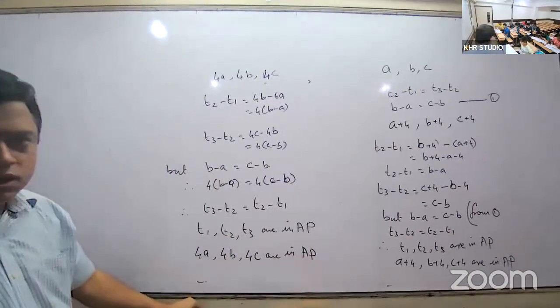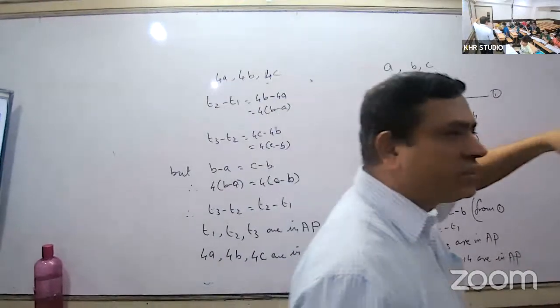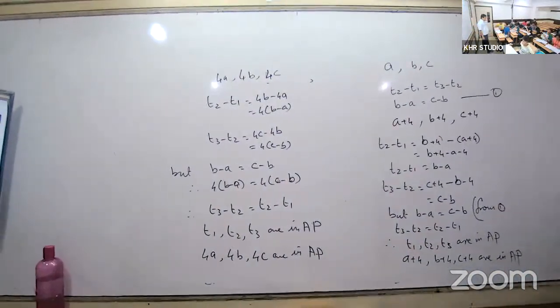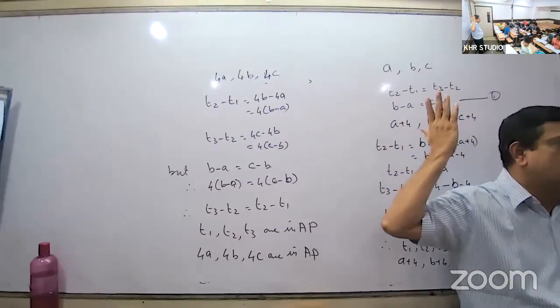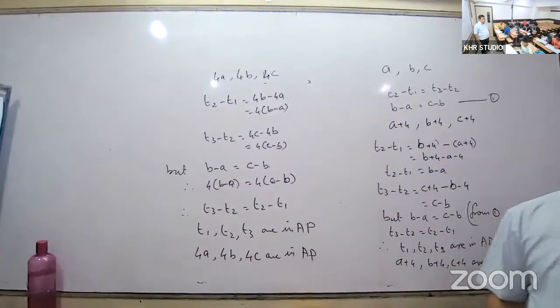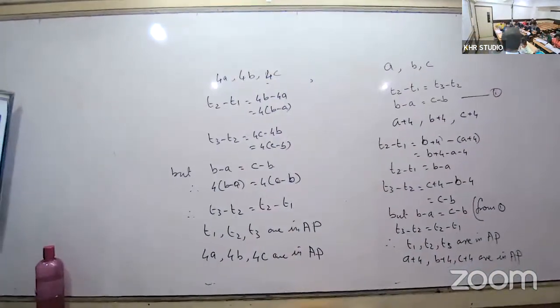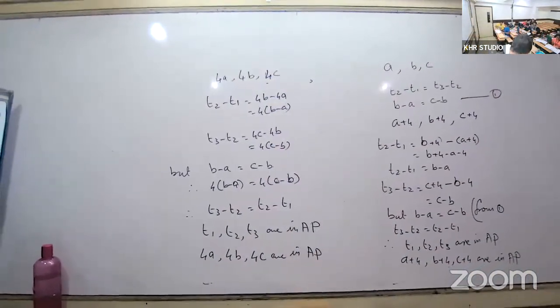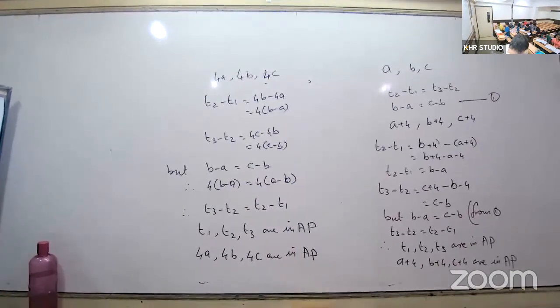Have you seen what we have done? If three numbers are in AP and you add a fixed number, the resulting numbers are also in AP. If you multiply by a fixed number, the resulting ones are also in AP. Subtracting follows the same process, and dividing also gives the same property. This is the property you have done. So that is the condition you got. This is the exercise. Listen carefully.